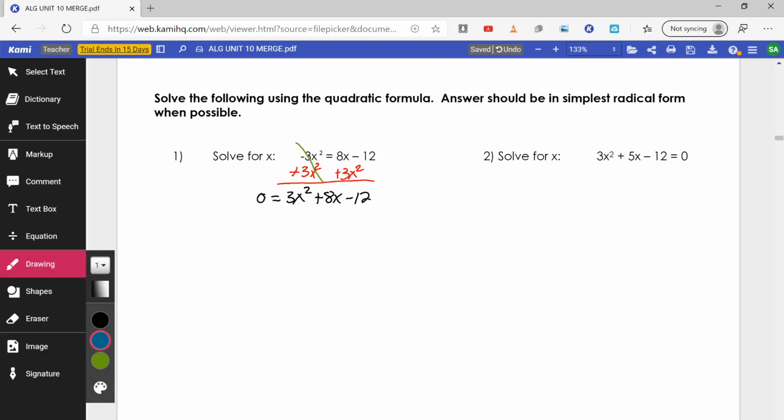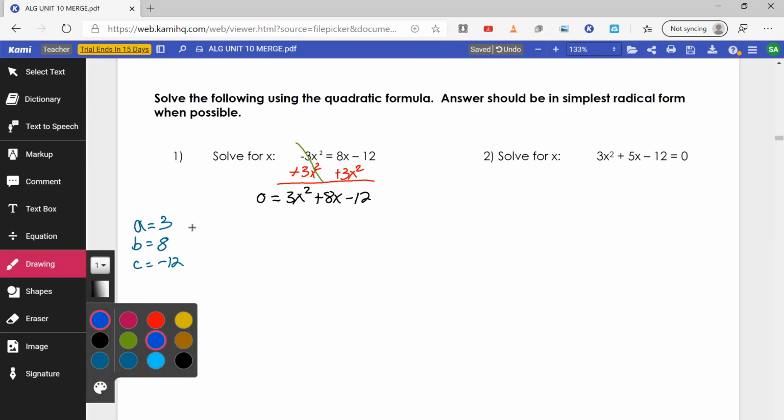Now what we need to do in order to use the quadratic formula is identify the values of a, b, and c. So a, b, and c, if we go right down the line, a would be 3, b is 8, c is negative 12. And again, we can do that because the format for the quadratic equation is ax squared plus bx plus c.